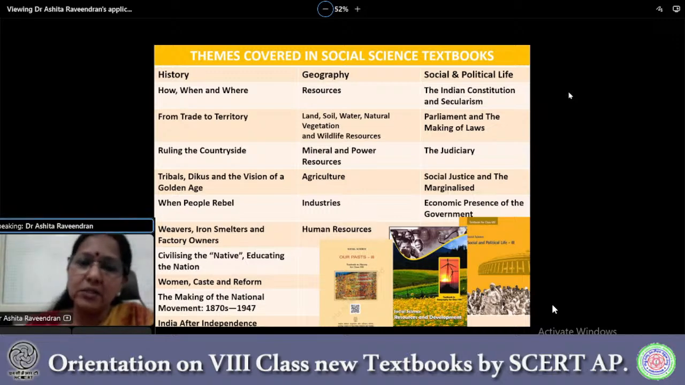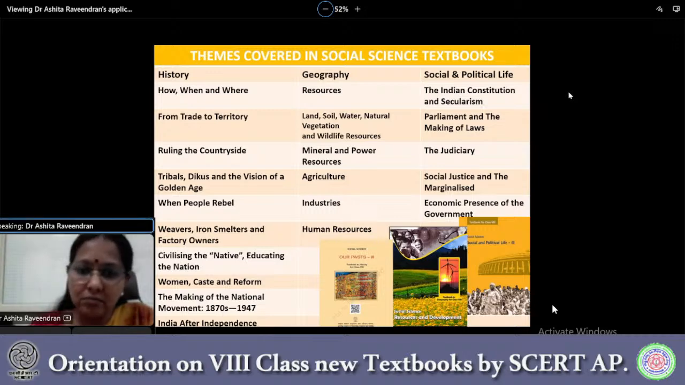We have extensive coverage of mineral and power resources. We have covered agricultural resources. We have covered how industries are functioning, how industries are available in certain areas, why particular industries flourished in certain areas while agriculture flourished in other parts of the country, and how human resources have helped in the development of the whole country. Our geography textbooks give more importance to the human as a resource.